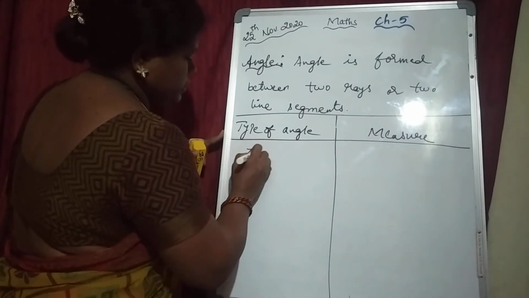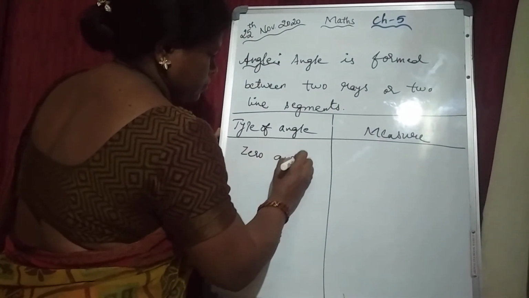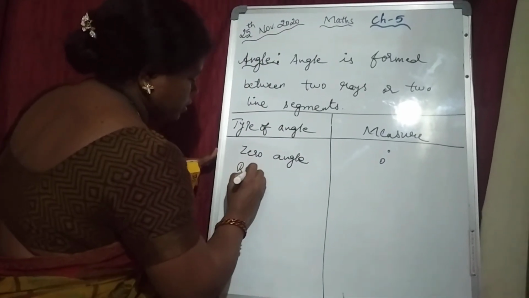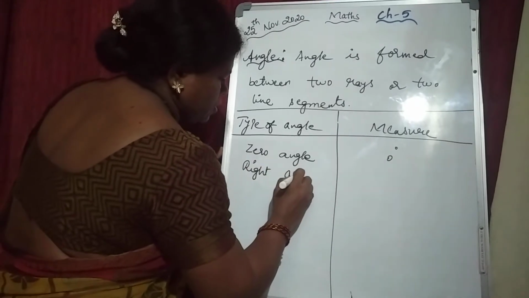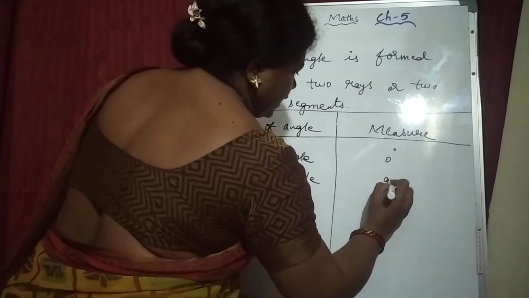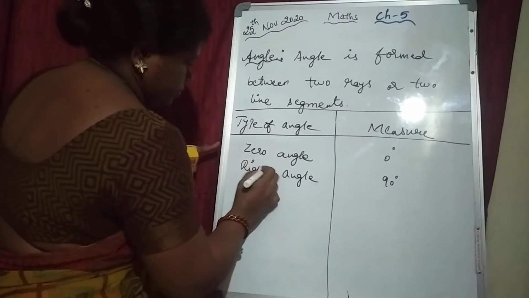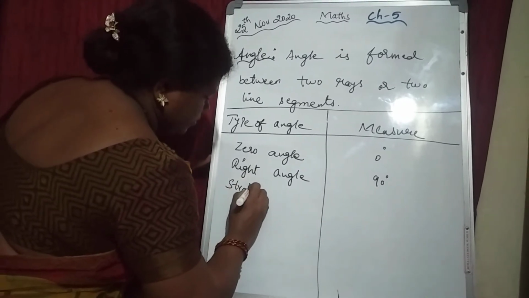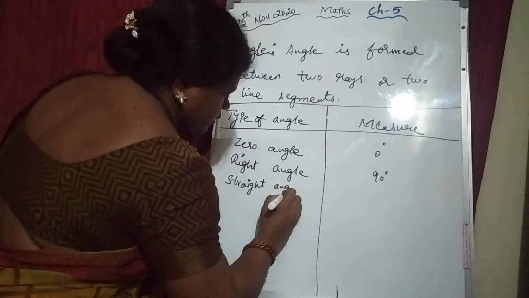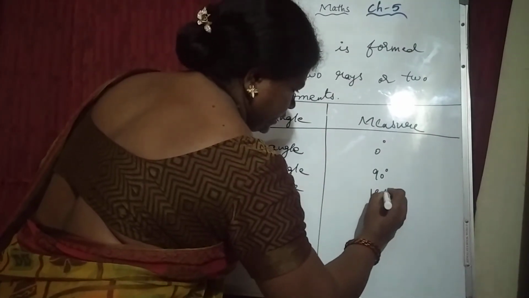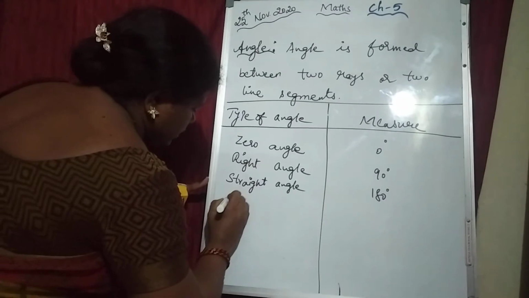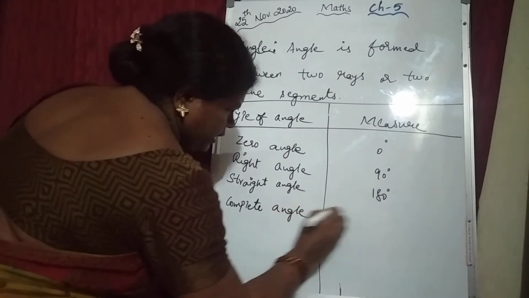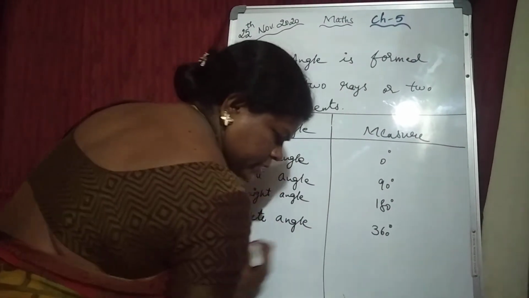Zero angle means 0 degrees. Then right angle. How much is a right angle? 90 degrees. Then straight angle. Straight angle is nothing but 180 degrees. Then complete angle, I didn't tell you this, I will tell you now. Complete angle is 360 degrees.